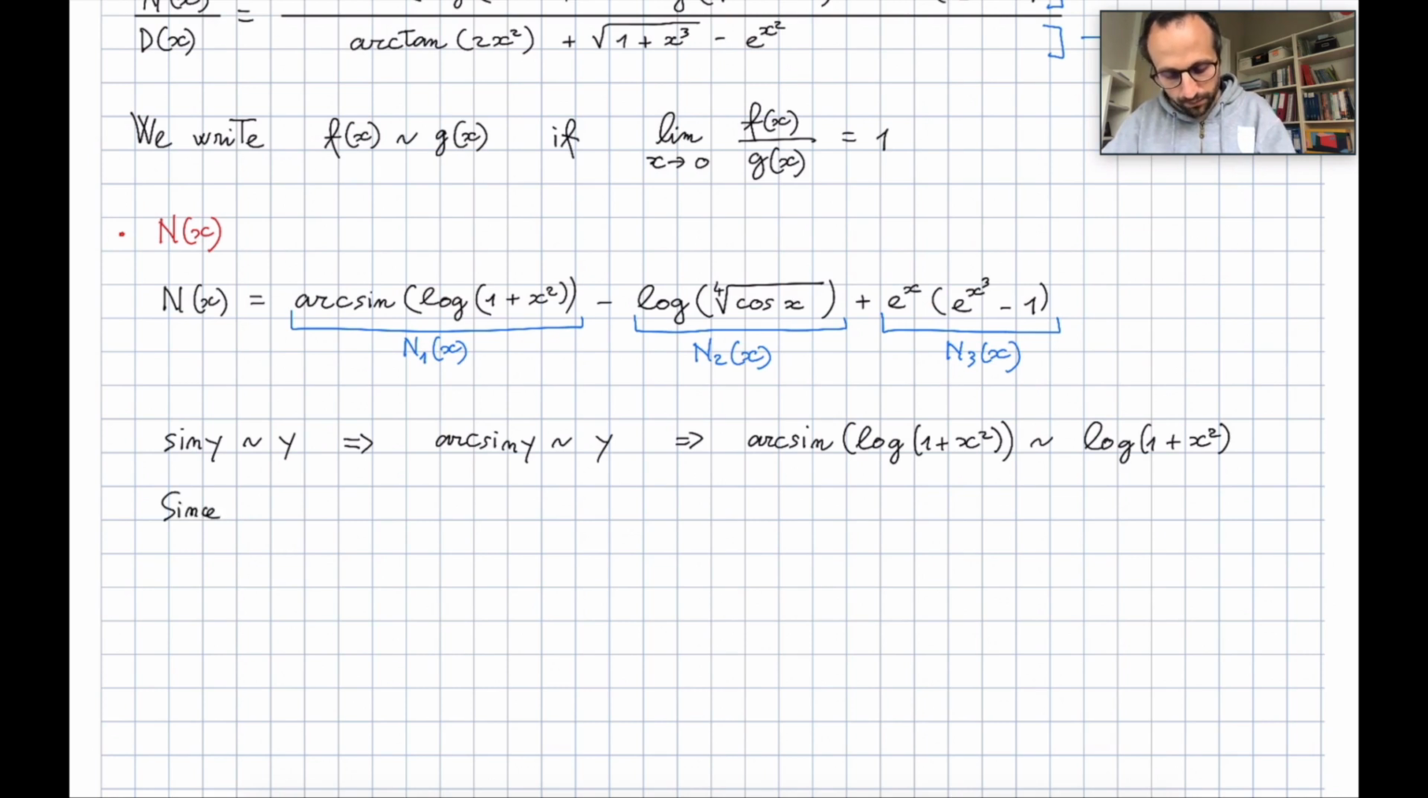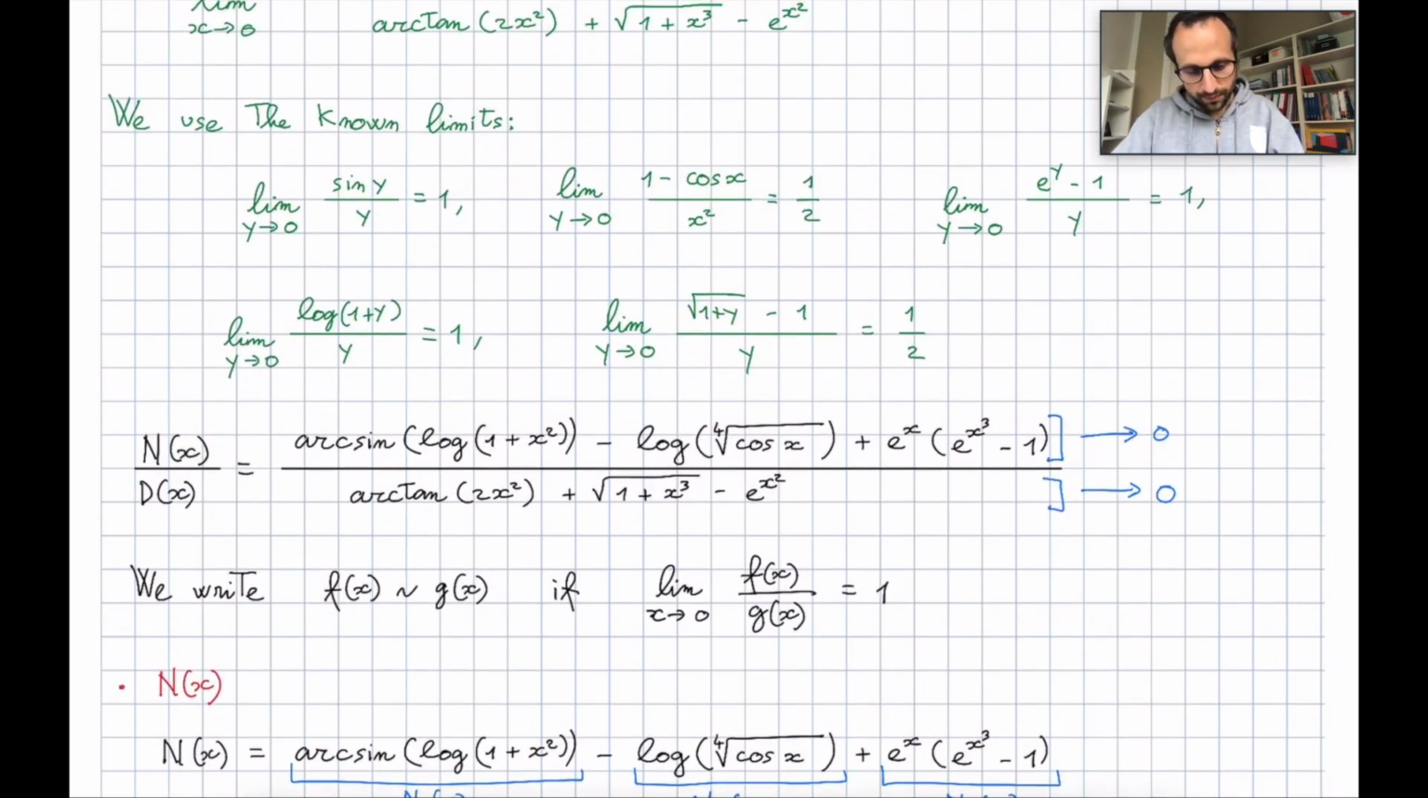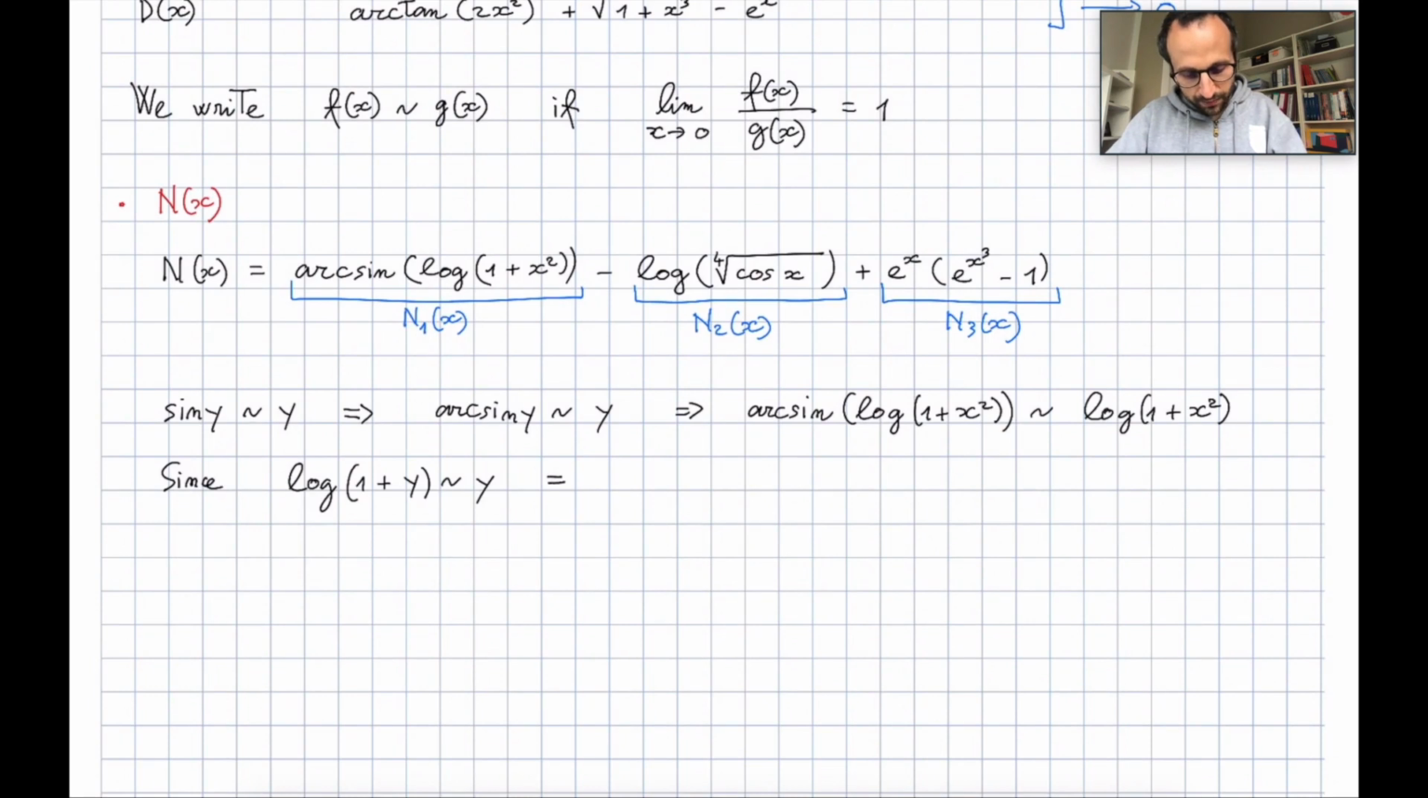Okay, but then, since the log of 1 plus y is asymptotic to y, and this is nothing but this limit here, then this implies that the log of 1 plus x squared is asymptotic to x squared. And finally, n1 of x, which was nothing but this expression here, this arcsine of log, was asymptotic to the log, which is asymptotic to x squared. And so n1 of x is asymptotic to x squared. So this concludes the first part.